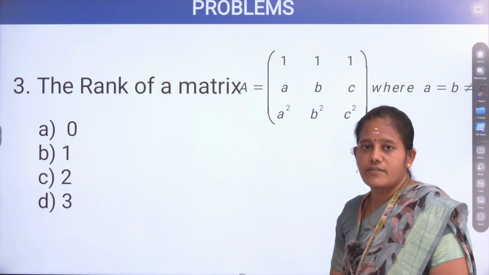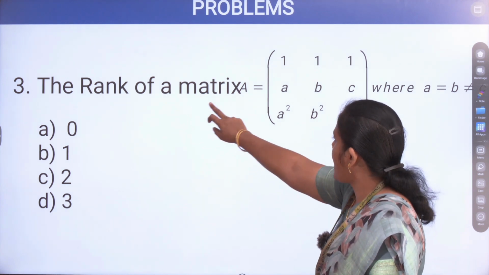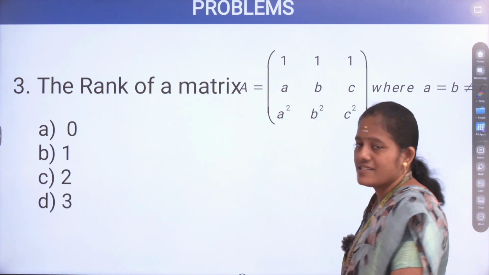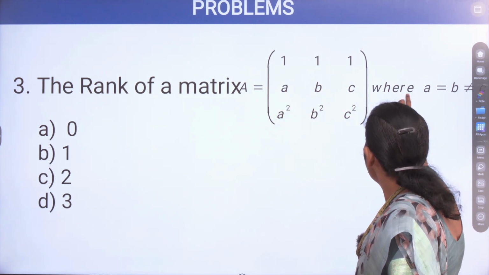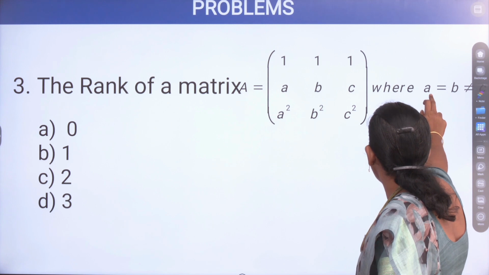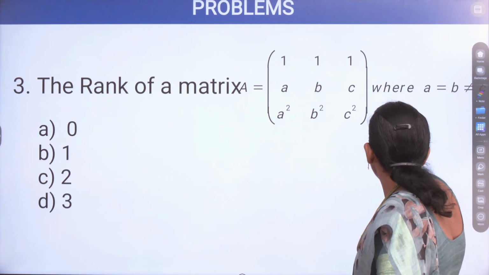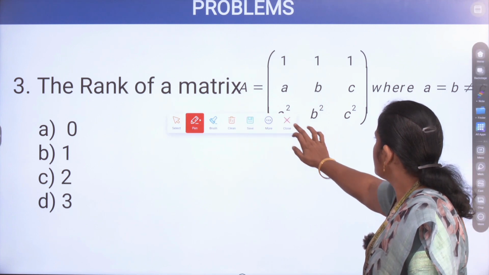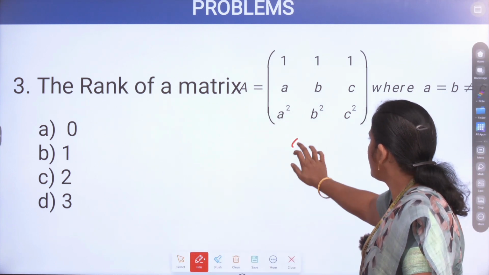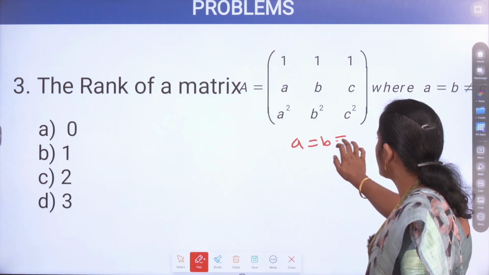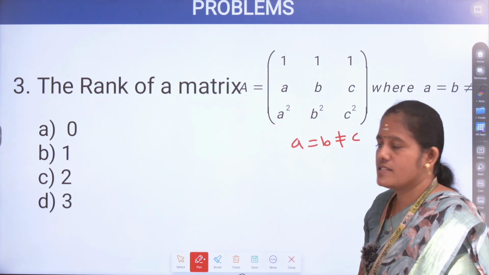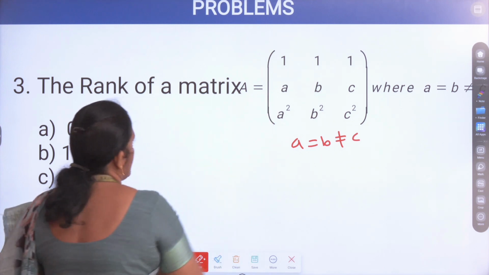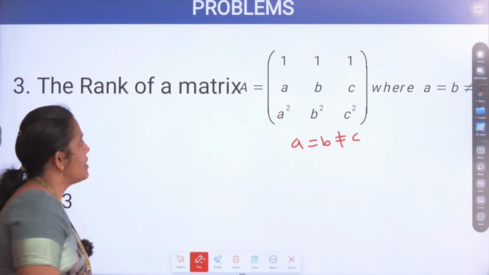So the third question. See the question, the rank of a matrix A equal to 1 1 1, A B C, A square B square C square. Here the condition is given: A equal to B, B not equal to C. So this is the condition of this matrix. You can find out the rank of this matrix using the row echelon form.